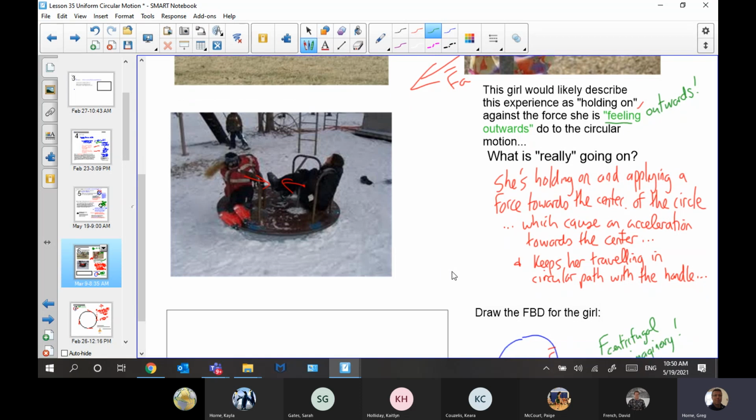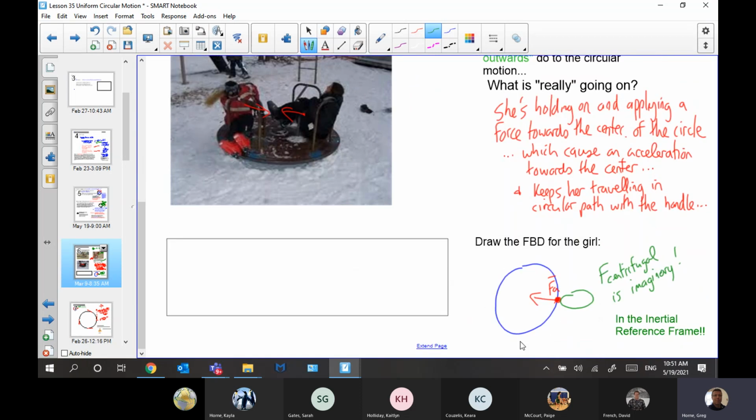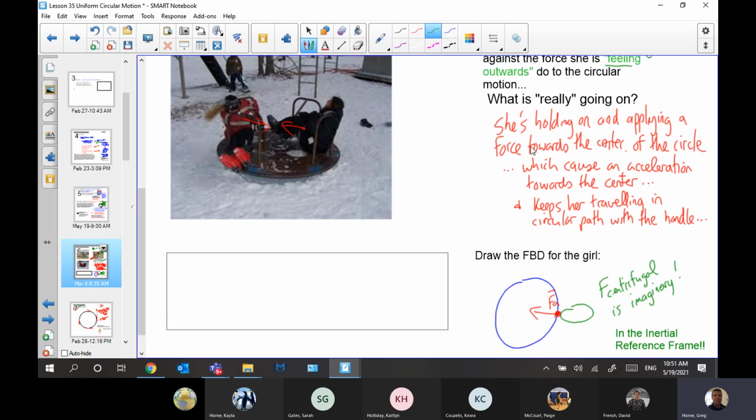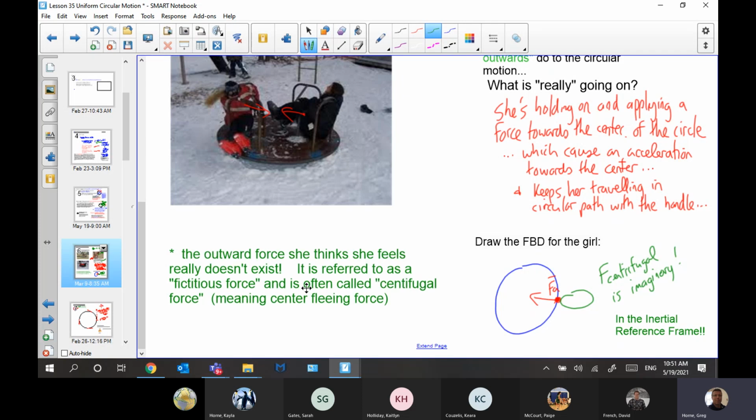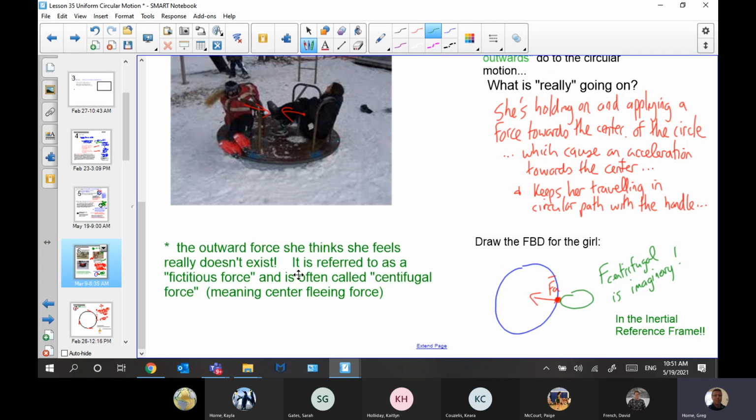Okay? So the free body diagram for her, this is the inertial reference frame. Free body diagram is just a force towards the center. Okay, but obviously that doesn't describe her motion relative to the bar she's holding on to. You can't just have a force towards the center. To be zero velocity, zero acceleration relative to the bar, you have to have a balanced force situation. So the outwards force she thinks she feels really doesn't exist, right? It's referred to as a fictitious force.